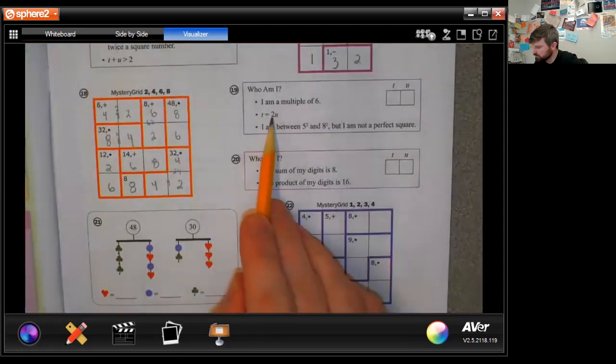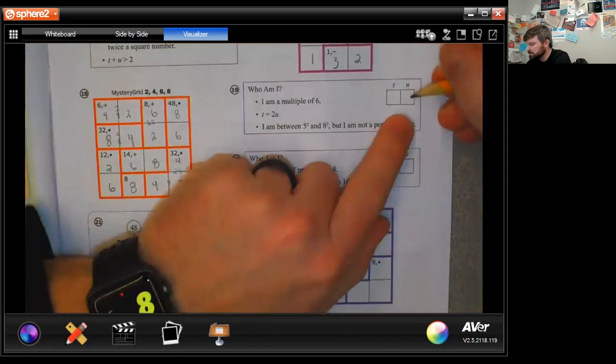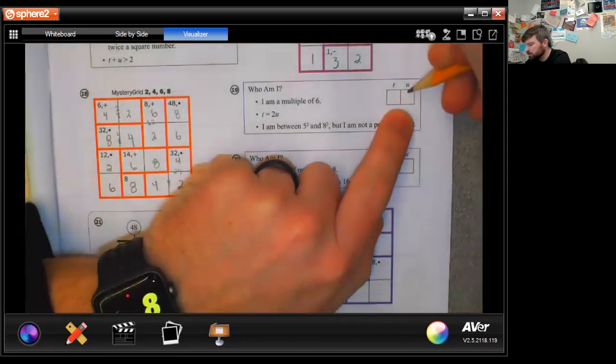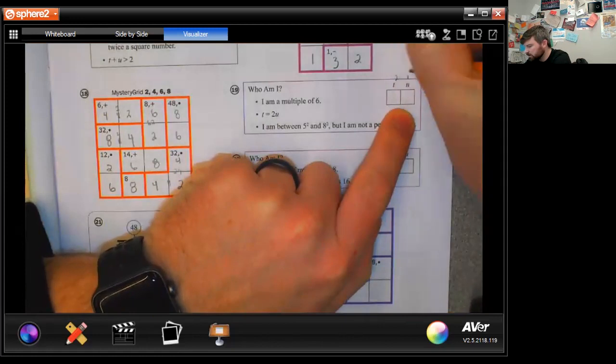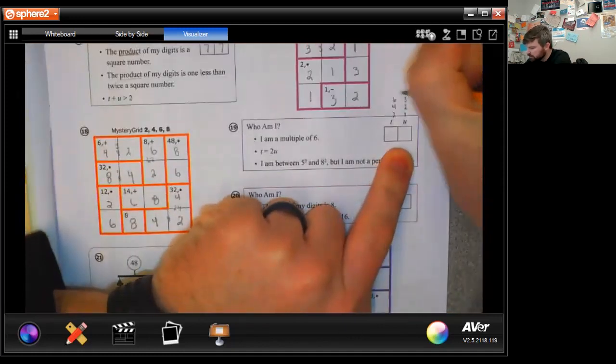T equals 2u. So this number is twice this number. So if this number is 0, this is 0. If this is 1, this is 2. If this is 2, this is 4. If this is 3, this is 6. If this is 4, this is 8. If this is 5, this is 10, and I can't have a 10 there.